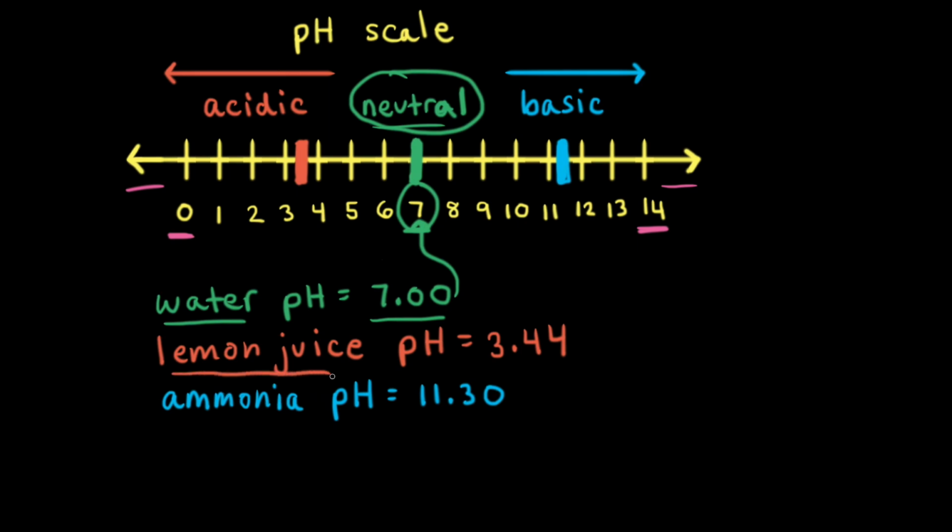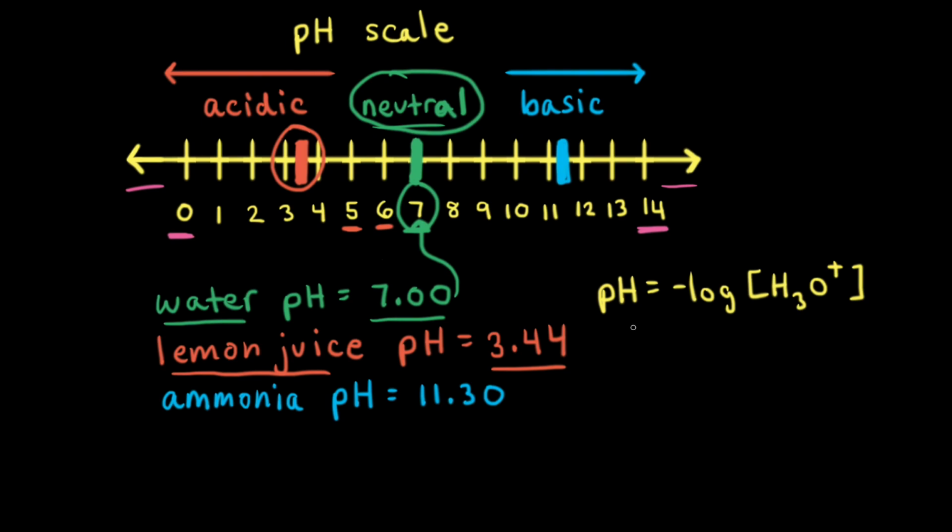So for lemon juice, we calculated the pH to be 3.44, which is right about here on our pH scale. So lemon juice is acidic. And as you go to the left on the pH scale, you increase in acidity. For example, if we had a solution with a pH of 6 and another solution with a pH of 5, the solution with a pH of 5 is more acidic.